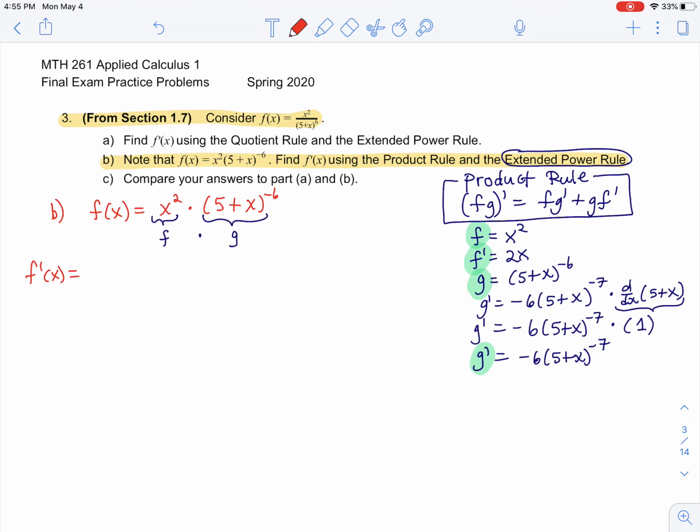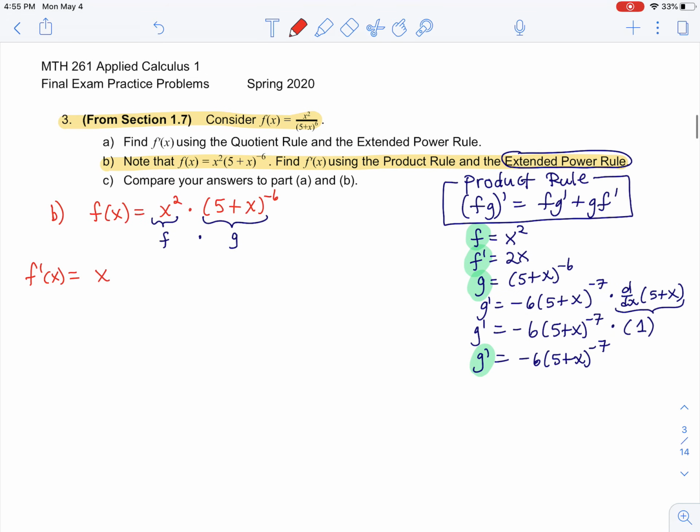All right, the first function x squared times the derivative of the second function, which is negative 6 times 5 plus x to the negative 7th power, plus, now I need g first. G is 5 plus x to the negative 6th power, and I need f prime after it. I need my 2x. Okay, so double check your product rule. This is f. This is g prime. This is g, and this is f prime.